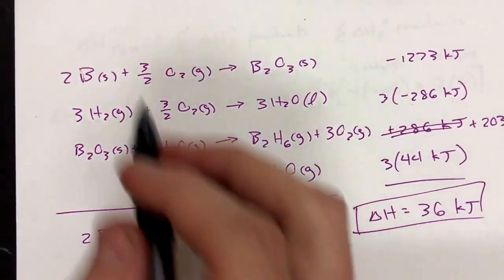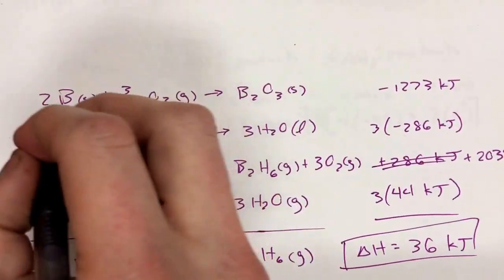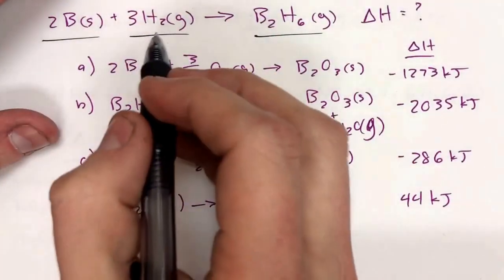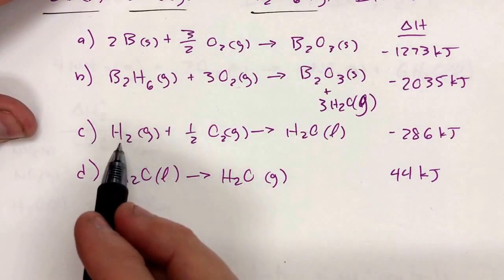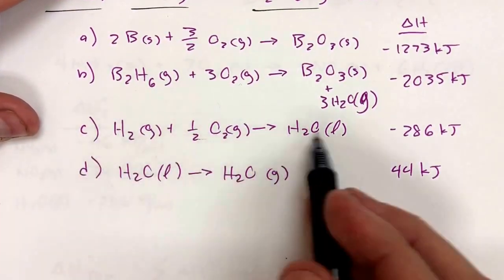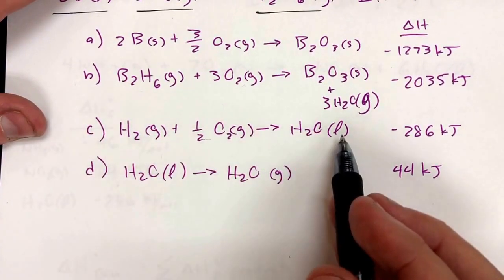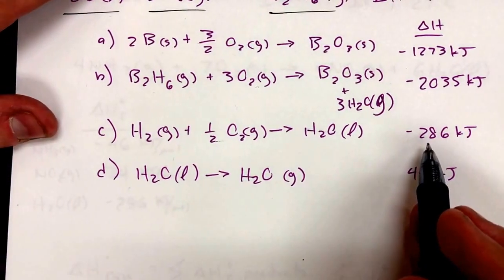So that gives us 2B solid here at the beginning. So we have that part of it. Next we need 3H2 gas. And so we look for one that has H2 gas in it, and only C has H2 gas. But we need 3 of them. So we need to multiply this entire reaction by 3. And when you multiply an entire reaction by 3, you also have to multiply the delta H by 3.